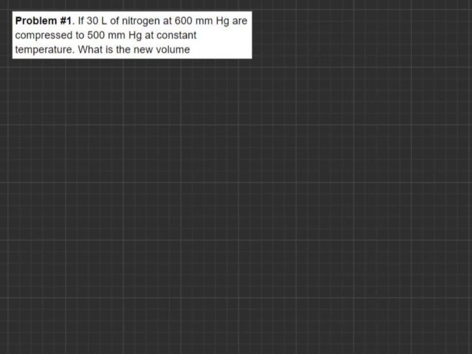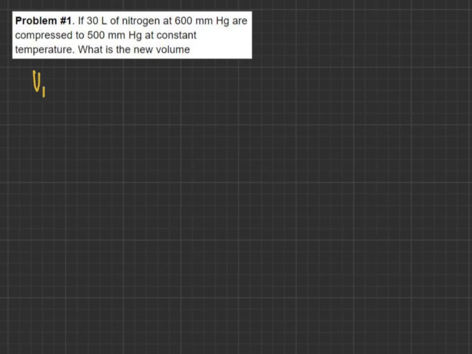Alright, so let us solve your SA number 2. This is for problem number 1. If 30 liters of nitrogen at 600 mm mercury are compressed to 500 mm mercury at constant temperature, what is the new volume? So let us identify the given or the factors needed here to solve the new volume.